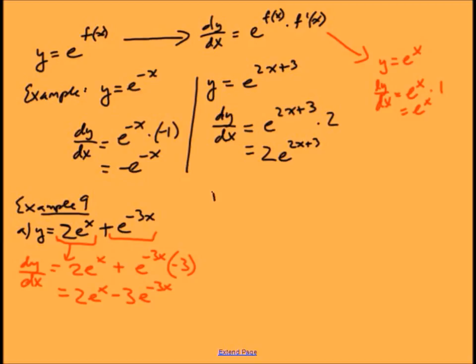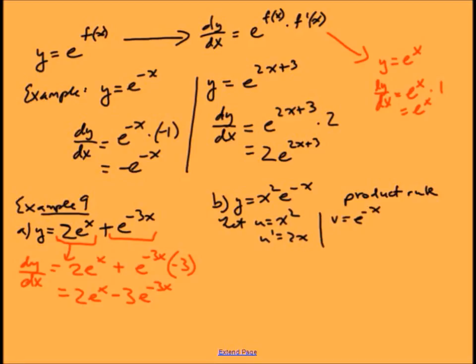Part B, y equals x squared e to the power of negative x. Okay, so here we have a function multiplied by a function. We are going to be using the product rule. All right, so let's let u equal x squared. So u dash will be 2x. Let v equal e to the power of negative x. So v dash will be e to the power of negative x times negative 1. So negative e to the power of negative x.